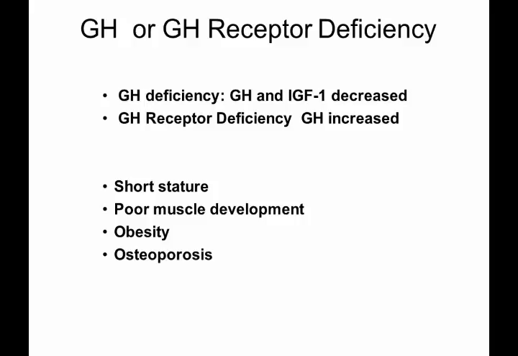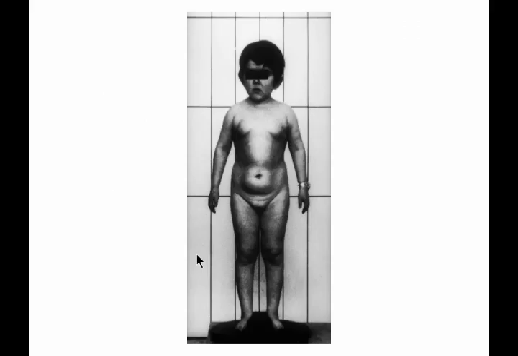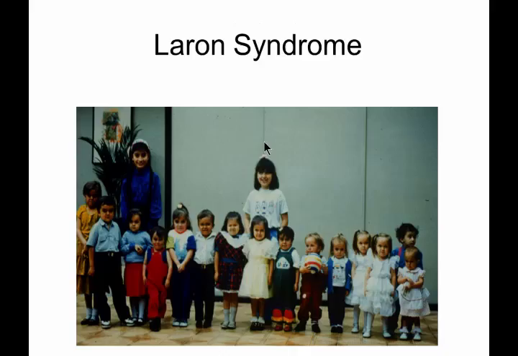So the consequences of either growth hormone or growth hormone receptor deficiency are short stature and poor muscle development. The children tend to be obese or at least chubby and have an increased fat to lean body mass, and they have poor bone development or osteoporosis. And this is a growth hormone deficient child. You can see that they are short stature, and they have increased subcutaneous fat and less lean muscle mass.